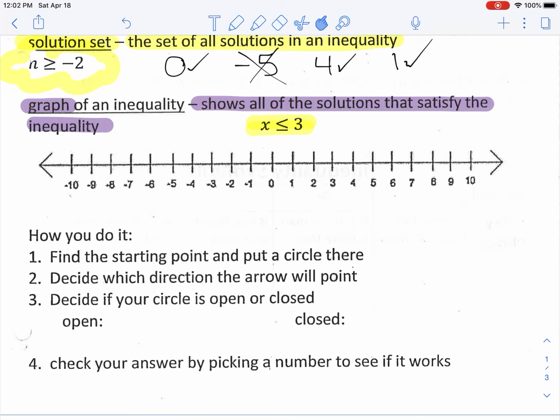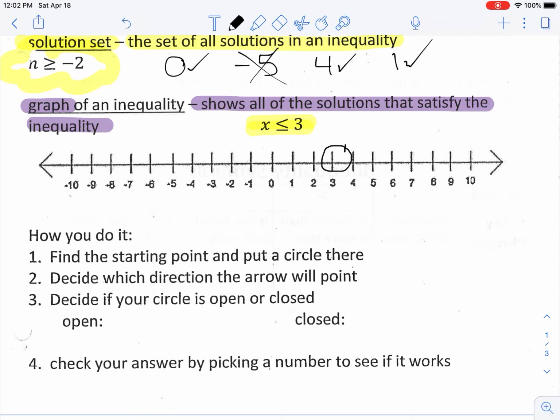Let's go back to number 1. Find the starting point and put a circle there. The starting point is going to be the number that you see on the right side of your inequality. So I see the number 3. So I'm going to find the number 3 on my number line, and I'm going to put a circle at the number 3.